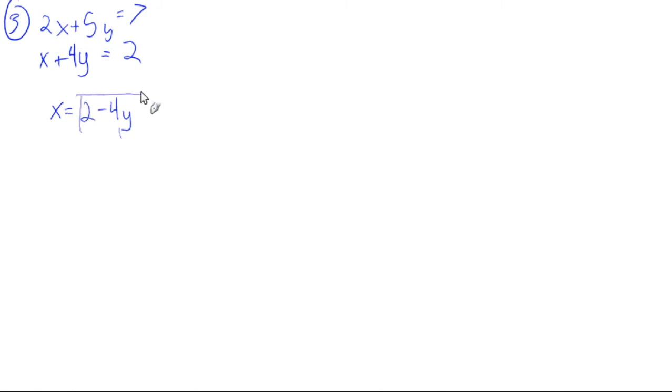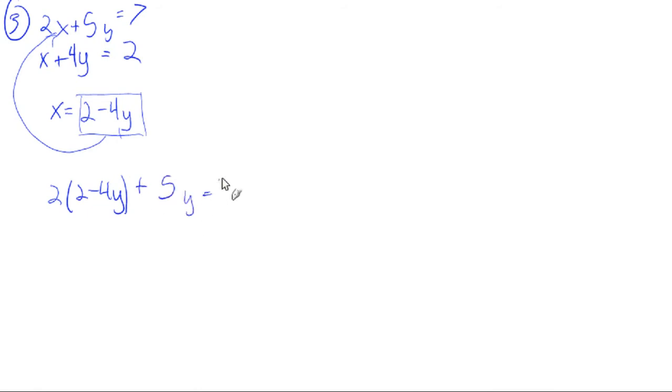We can just take this, which is equivalent to x, and substitute it in there for x. So 2 times 2 minus 4y. That's 2 times the x value, which you should be able to find by doing 2 minus 4 times the y value, plus 5 times y equals 7. So we made the substitution. Now we're going to distribute.